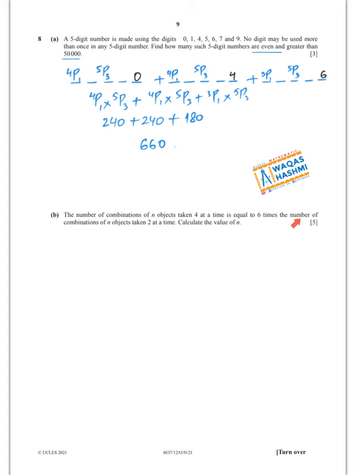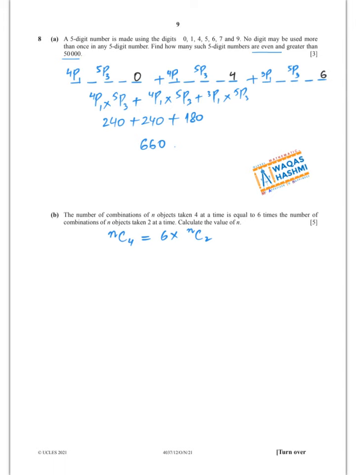Alright, after that: the number of combinations of n objects taken 4 at a time is equal to 6 times the number of combinations of n objects taken 2 at a time. Calculate the value of n. Firstly, we need to understand that condition. The number of combinations of n objects taken 4 at a time, that means nC4, is equal to 6 times the number of combinations of n objects taken 2 at a time. That is your main equation, right?